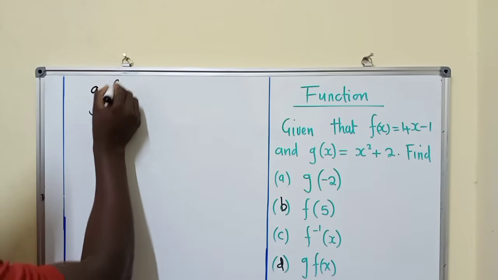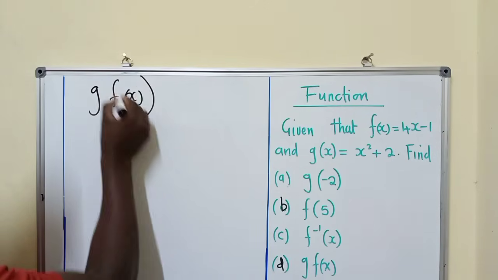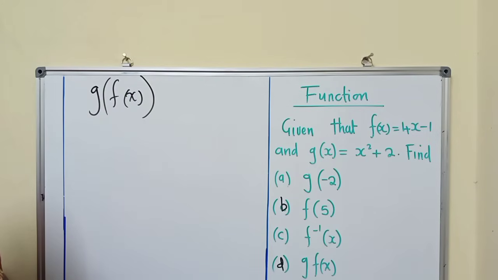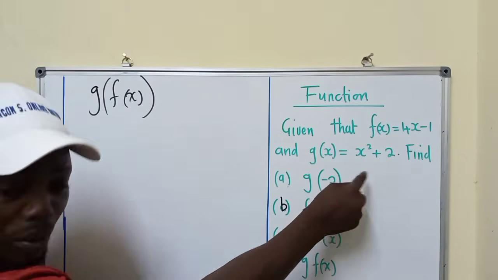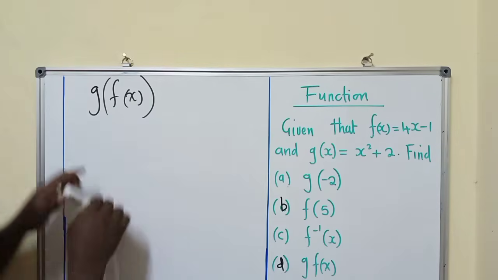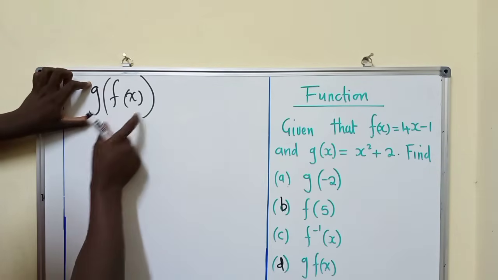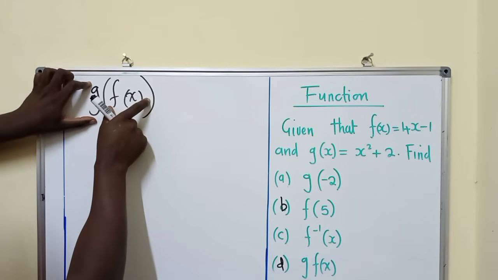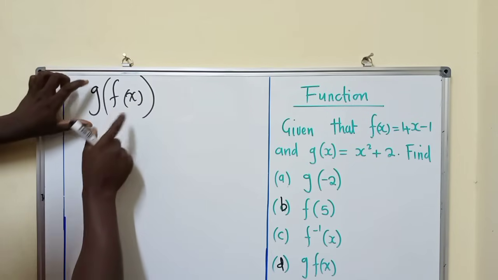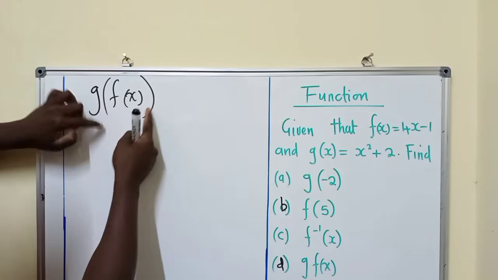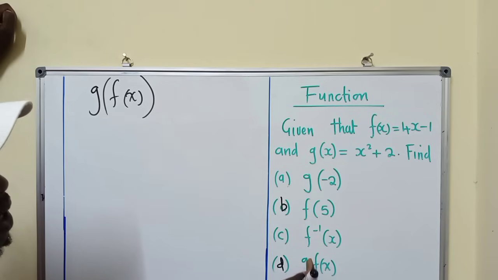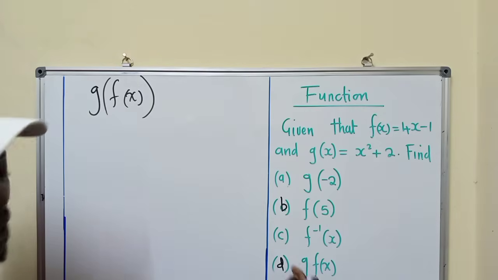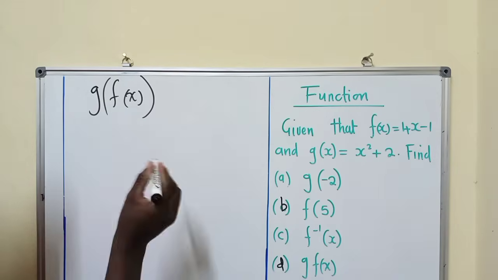G, F, X there. So this thing is inside. You see? Here, what is inside? It was -2. We were substituting, isn't it? But for this one, meaning get this function and substitute the other function. You get my point? When you just see two letters, with no brackets, just know that this function, the one that is right here, will enter this function, will be substituted in this other function. So it will be like this.